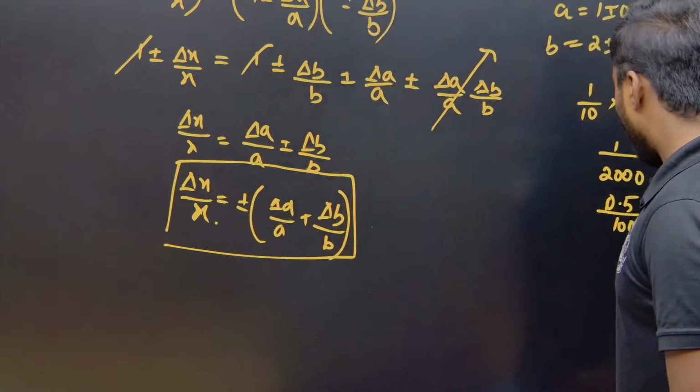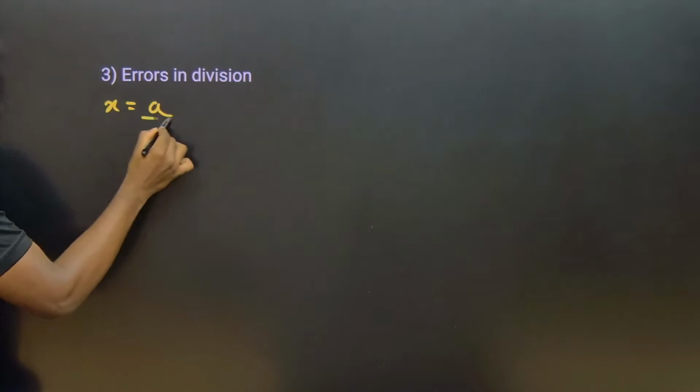Okay, if we go for division, errors in division, so x is equal to a by b.